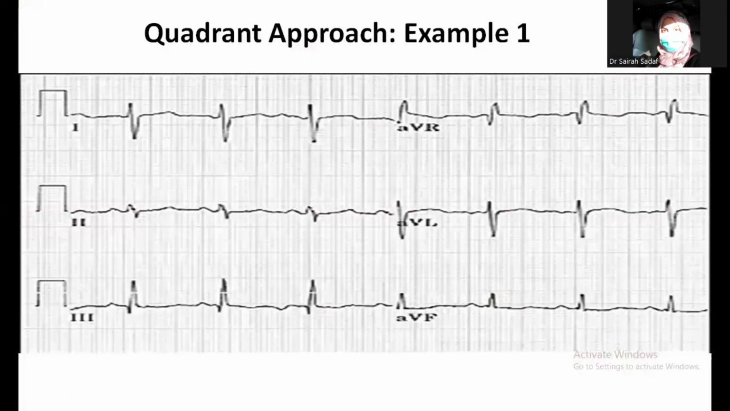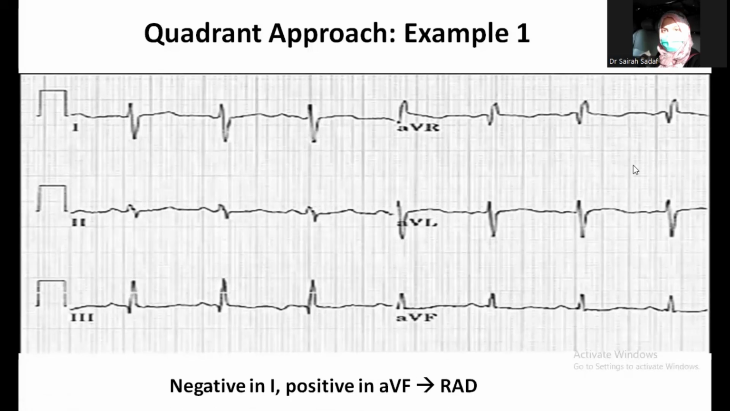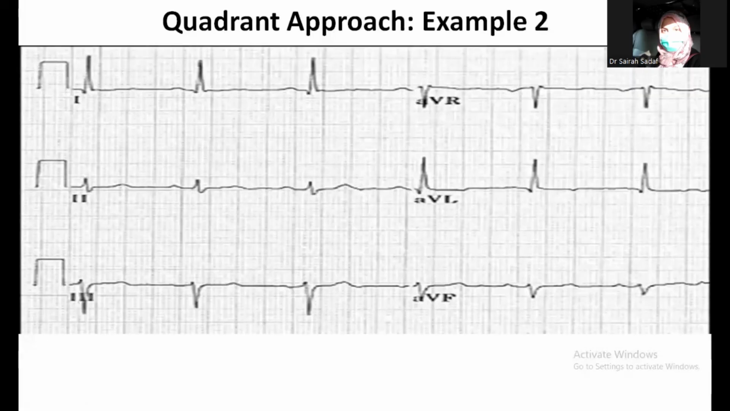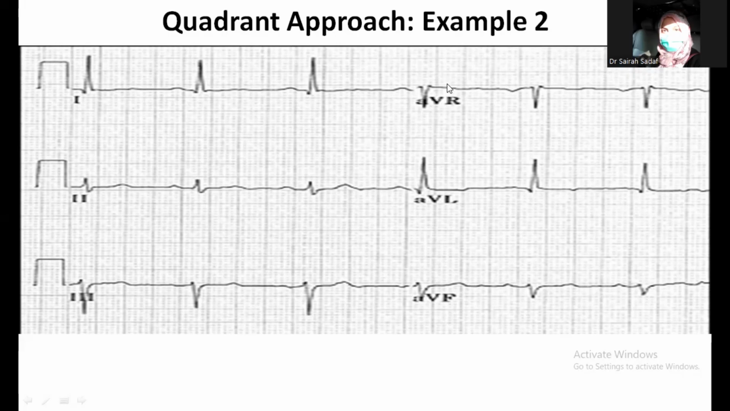Now this one, we have lead 1 over here, and we have lead AVF over here. So what is this axis? This is the right axis deviation. Yes, it is right axis deviation. Good. And this one? Let's see. So this one, this is left. Left, exactly. Good. Yes, Jennifer.